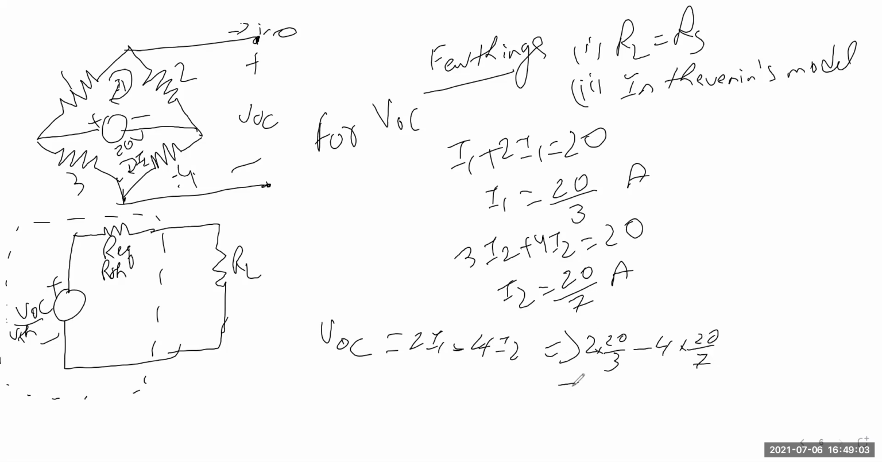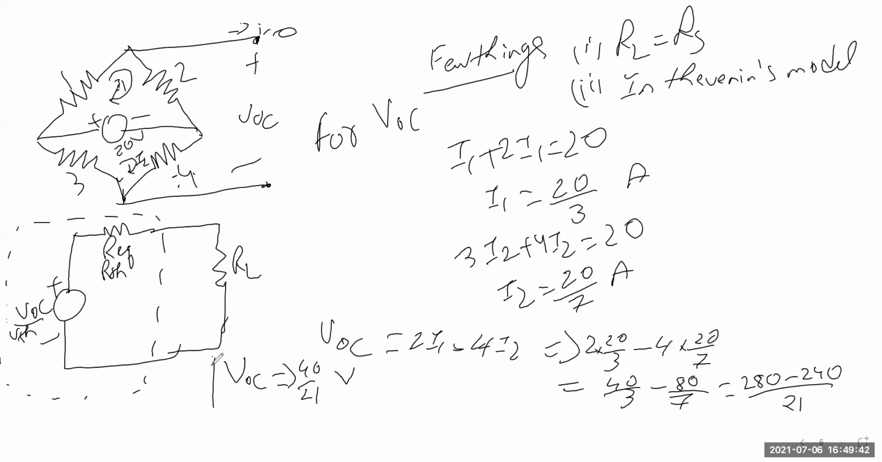So it would be 40 by 3 minus 80 by 7. If we write this as 280 minus 240 by 21, VOC would be 40 by 21 volts. This is your VOC part, right?